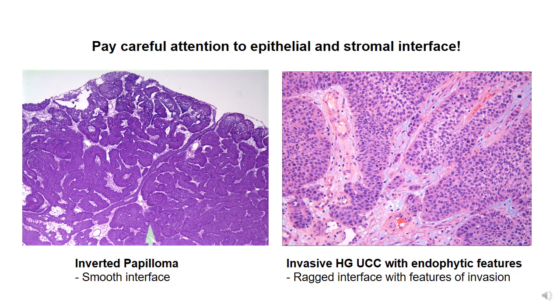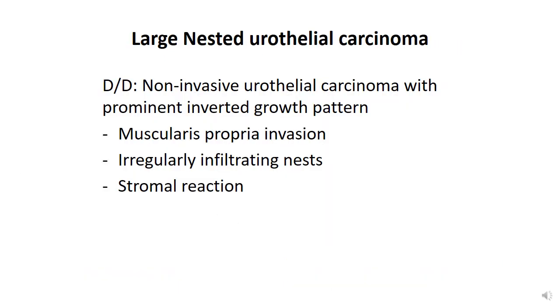And again, as I said, when you are dealing with an endophytic setting, pay careful attention to the epithelial and stromal interface. Large nested urothelial carcinoma is included within the spectrum of nested urothelial carcinoma. Again, I have talked about this in histologic variants of urothelial carcinoma, but this can be distinguished from non-invasive urothelial carcinoma showing prominent inverted growth pattern by any of these three features: muscularis propria invasion, irregularly infiltrating nests, and stromal reaction.